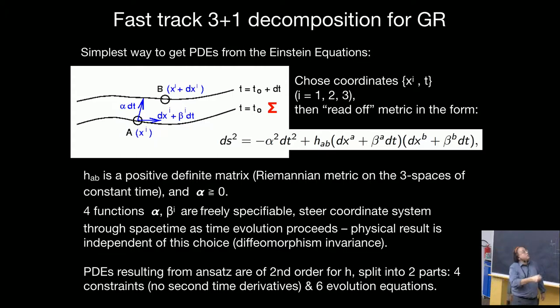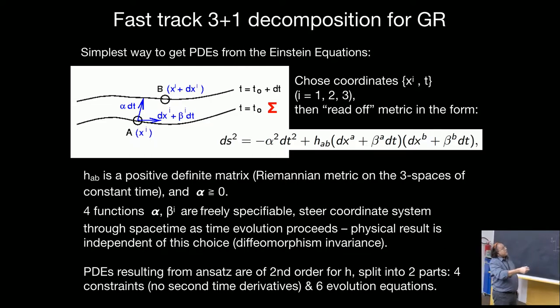And now we could just introduce these metric components, our h, beta, and alpha, into the Einstein equations, work it all out, and we have some 3 plus 1 decomposed version of the Einstein equations. Okay, so this is a simple way of doing that. The details are that this is a positive definite matrix, the h. It's basically the Riemannian metric on these three spaces of constant time, t. And then usually you want that alpha doesn't change sign. And then there are these four functions, alpha and the vector beta, which you can just specify as you like. They steer your coordinates through the space-time, and you say what they're supposed to be. So this is your kind of space-time engineering.